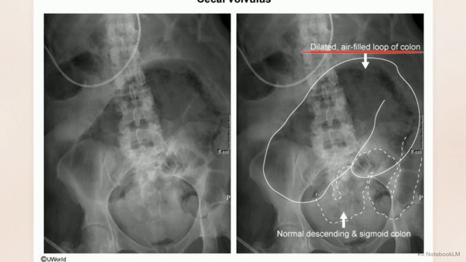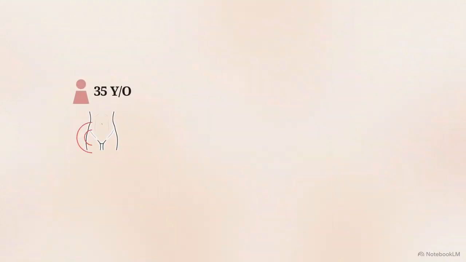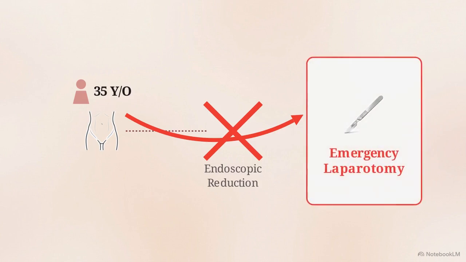upper quadrant. This typically presents in a younger, 35-year-old patient with acute colicky pain. The anatomical shift and patient demographic change the rules entirely. Endoscopic reduction fails here. This presentation demands an emergency laparotomy.